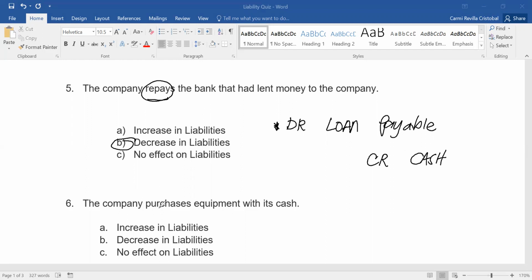Next, number six. The company purchases equipment with its cash. So it now bought equipment. How do you record it? You debit equipment.